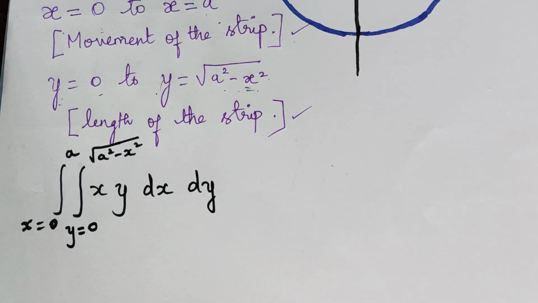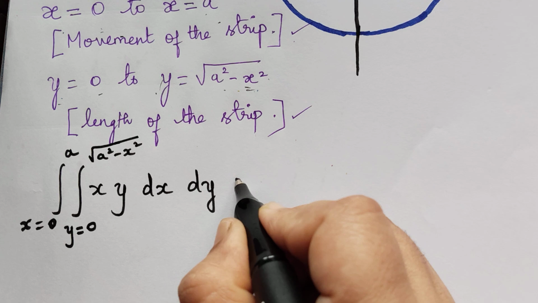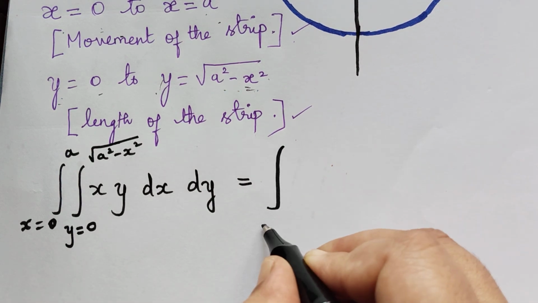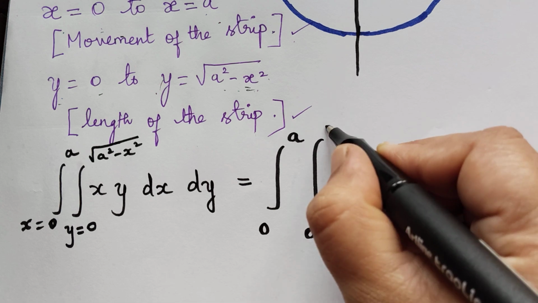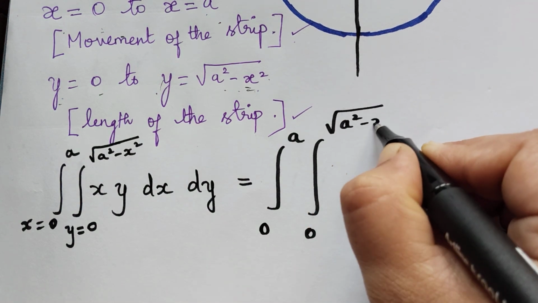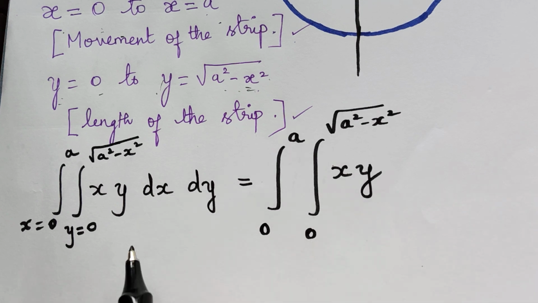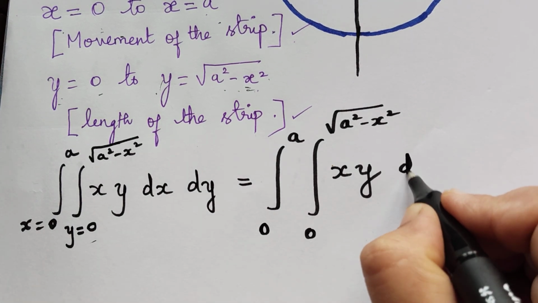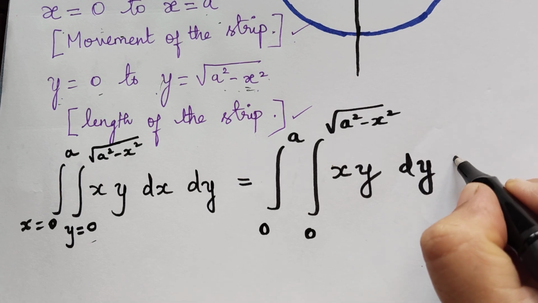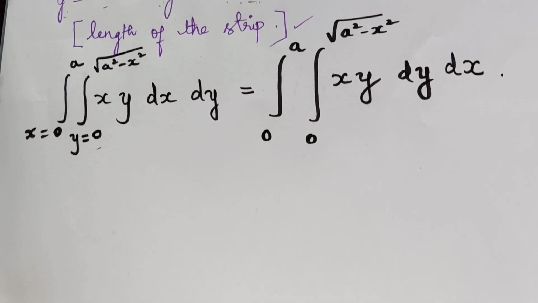So the inner limit. First we have to integrate with respect to y, after which we have to integrate with respect to x. So we can rewrite this integral as integral 0 to a, integral 0 to square root of a square minus x square, and the function is xy. Since these limits are the inner limits, first we integrate with respect to y, and then with respect to x. So this is the idea of the problem.